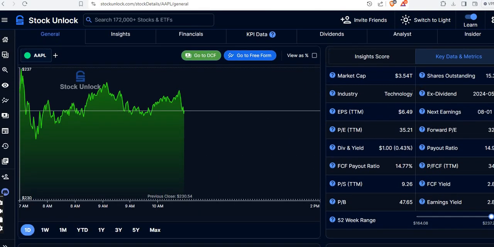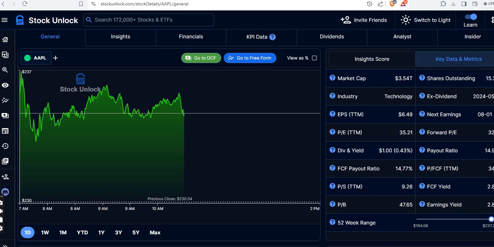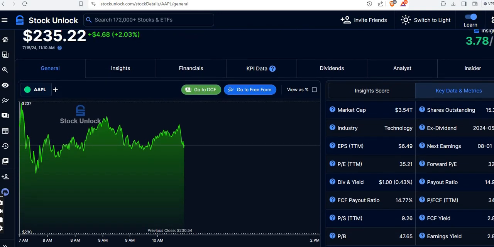On the right here, this is just your basic information on the stock, the market cap, the industry, the earnings, the PE, the dividend, if it pays a dividend, payout ratio, price to sales, price to book, earnings yield, free cash flow yield, price to free cash flow, payout, PE, the next earnings date, the ex-dividend date or the last ex-dividend date, and then the shares outstanding. So this is the basic homepage you're going to see when you search a stock.